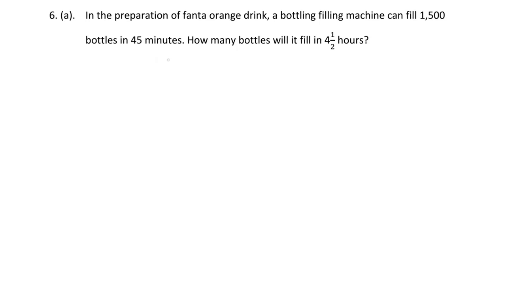Okay, so this is a variation problem. From the problem, we can say that the number of bottles is directly proportional to the time taken. Okay, so next, let us introduce K as a constant of proportionality. Then our equation is going to be N equals KT. So let us now make K the subject. Then we have K equals N over T. Okay, so to find the value of the constant here, we are going to substitute N with 1,500 and T with 45 minutes.